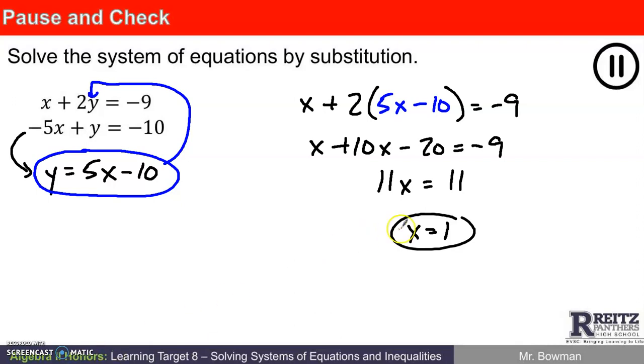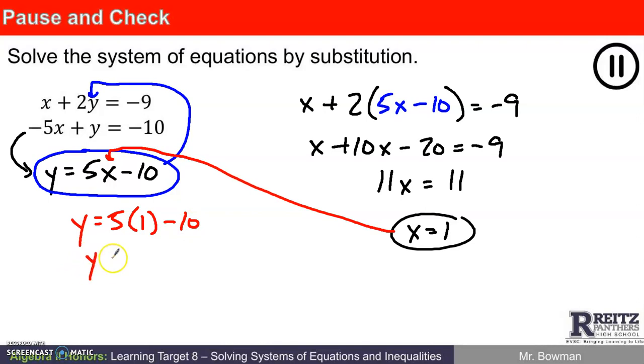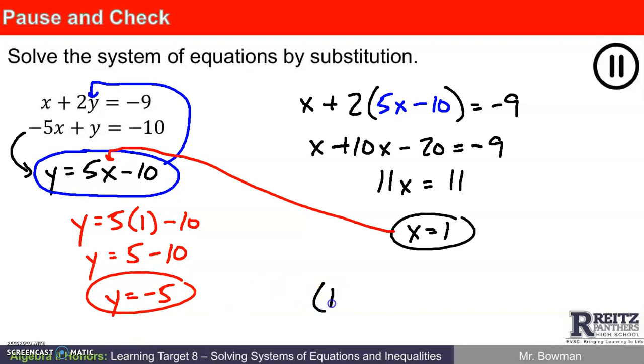You got it from here? If x is 1, then that means that y equals 5 times 1 minus 10. And 5 times 1 is 5. So 5 minus 10, y is going to be negative 5. And I believe I've got a solution of 1, negative 5. And I'll leave it to you to confirm that that does indeed solve the system.